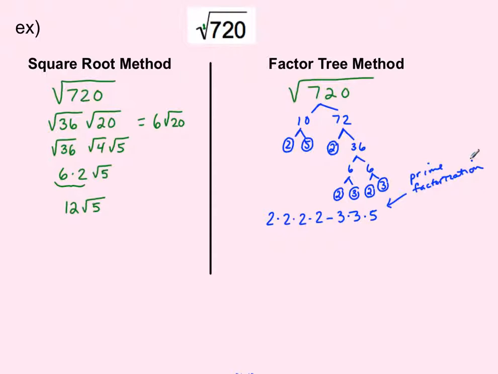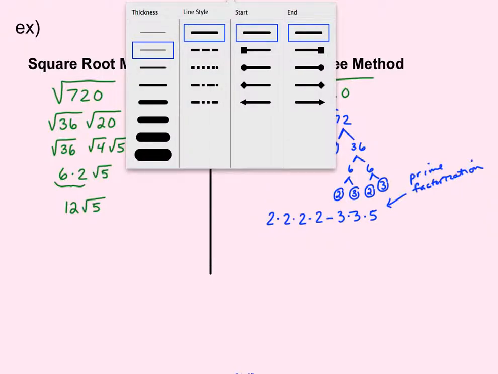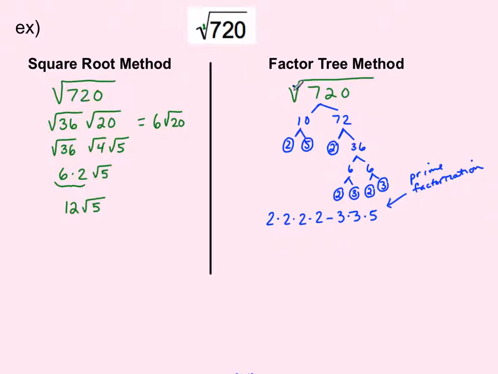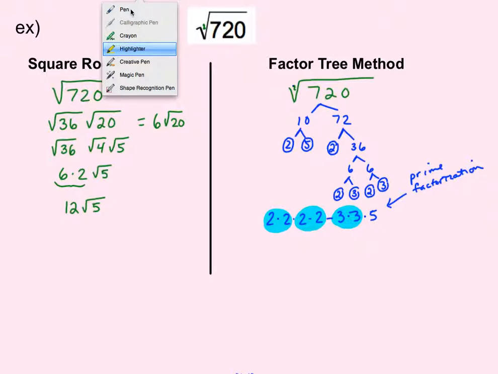Okay? All right, so now, factor tree method says the index here, the index is the group size. So the index was 2. So I want to think about groups of 2. So I have one group of 2 2s, one group of 2 2s, one group of 2 3s. He does not meet the group size. He is stuck in the radical party.